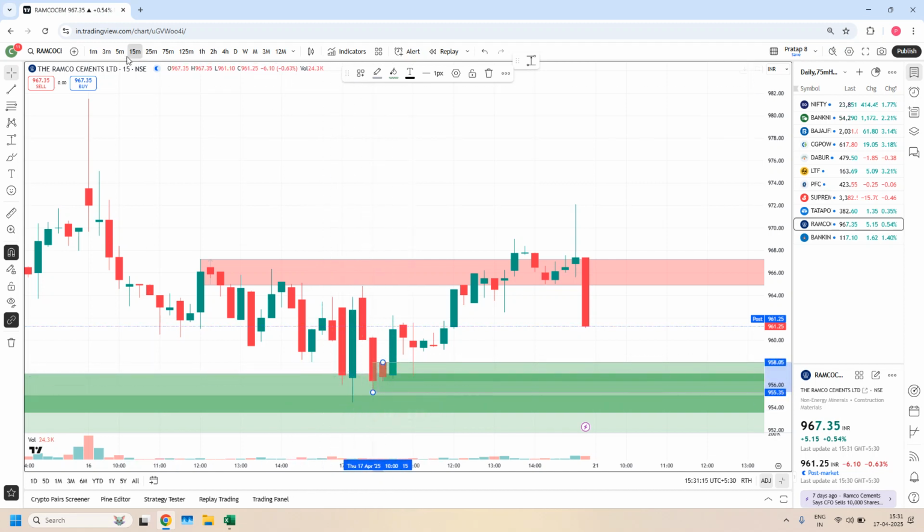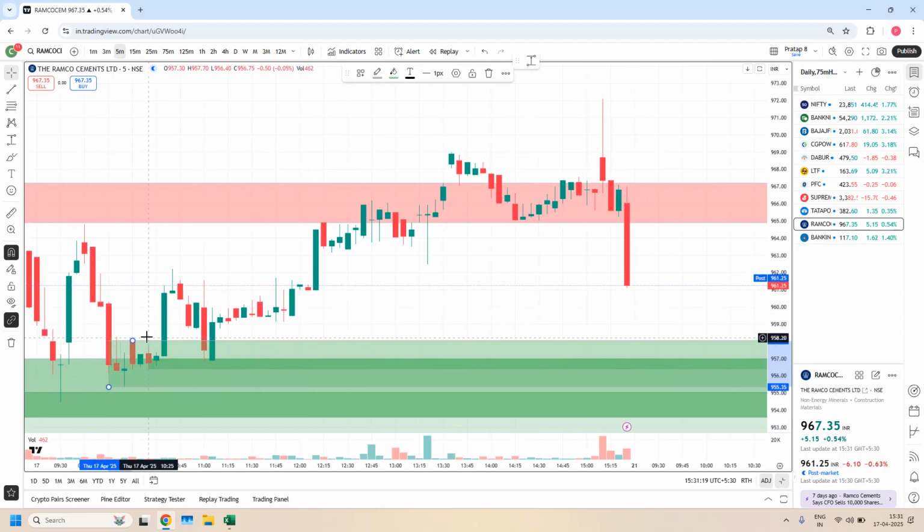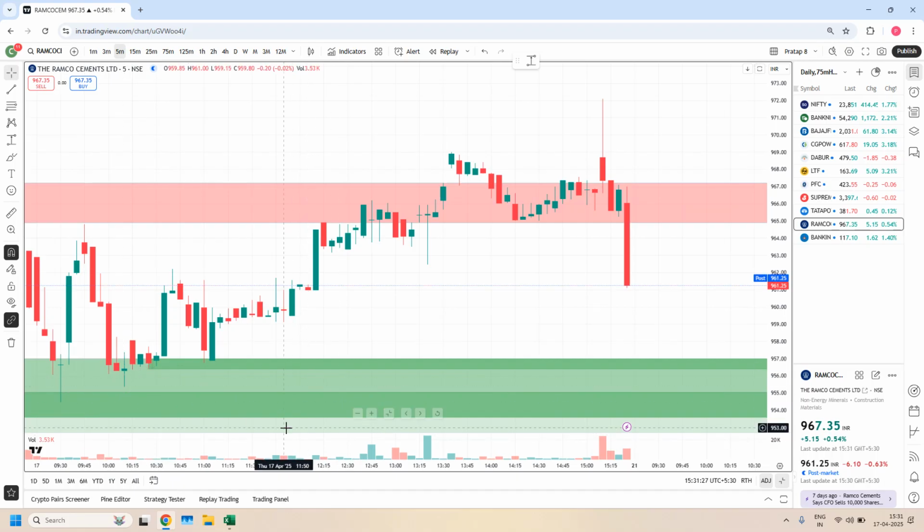Within this area, now you see the 5-minute zone is created. This is the one. Drop base rally. So let me delete this 15, because anyway it is created in the origin. So that's why this drop base rally you should not miss. That gives you a very good strong trade opportunity.